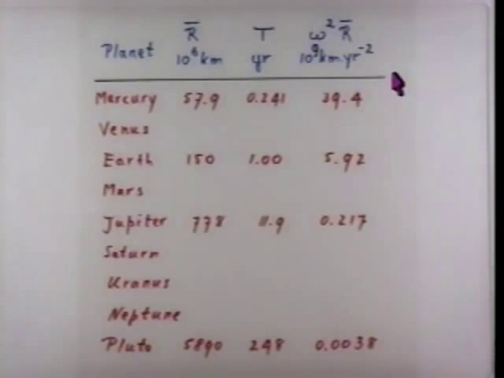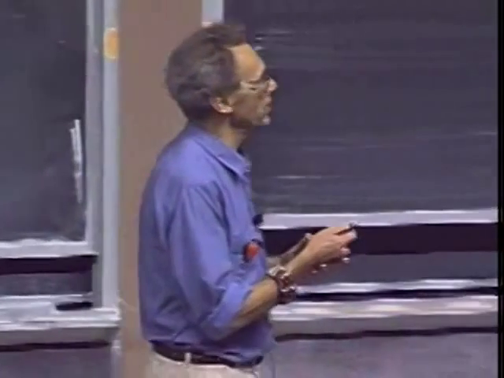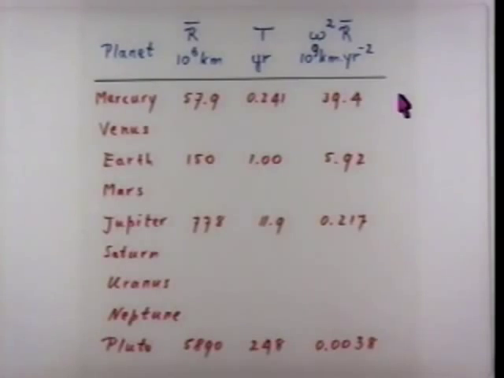And then I take omega squared times the mean distance to the Sun, and this is, of course, the centripetal acceleration. So the planets experience this centripetal acceleration in some crazy units, but who cares about the units here? And notice that Mercury, which is 100 times closer than Pluto, has a centripetal acceleration which is 10,000 times larger than Pluto. 100 times closer, a 10,000 times larger centripetal acceleration.